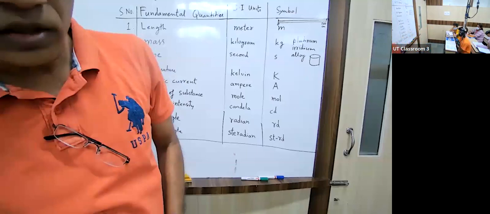Now, why have we taken the speed of light as a reference for 1 meter? Because it is independent of any temperature condition, anything; it will not change. Speed of light remains 3 into 10 raised to 8 meter per second in all conditions.